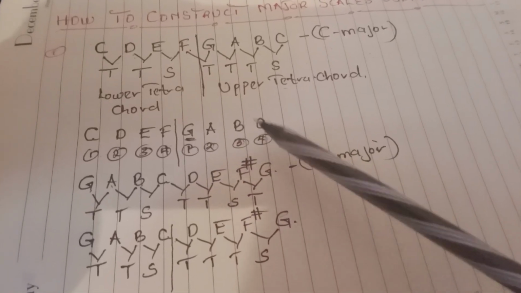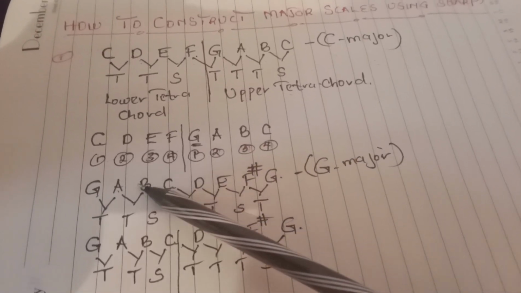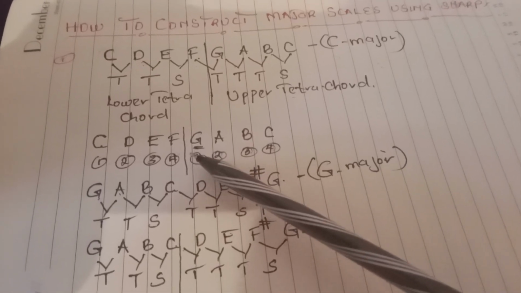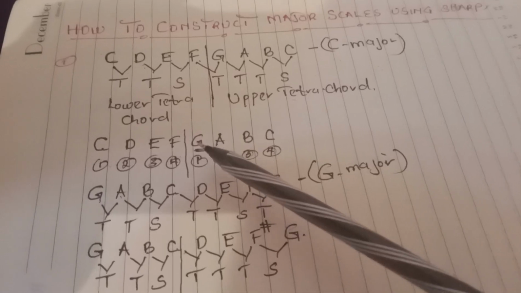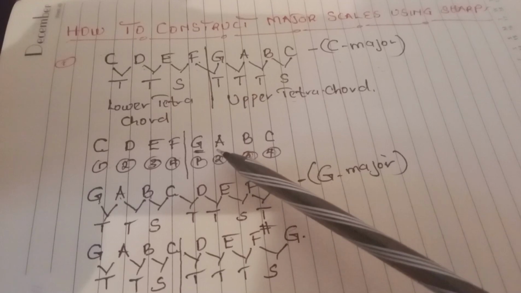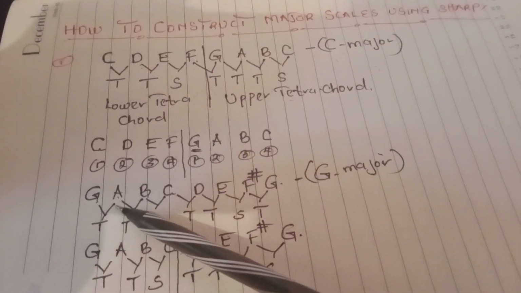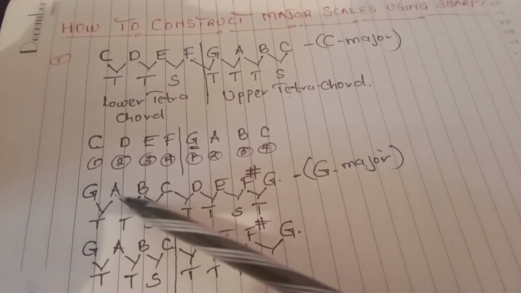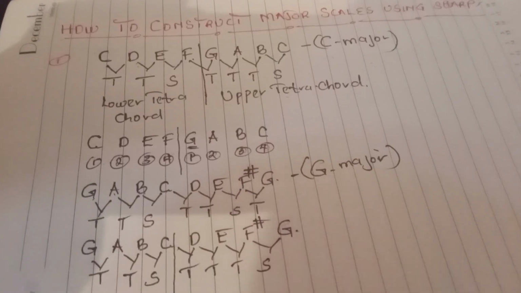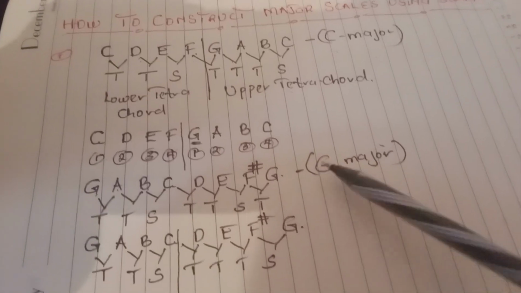It's the upper tetrachord. Now, the second rule says that for us to construct the second scale from the scale of C major, we start from the first letter name of the upper tetrachord. Our first letter name from the upper tetrachord is G. So we are going to pick letter G to start our new scale. So our new scale is here. It's G, A, B, C, D, E, F, G. So that's our new scale, and we call it the scale of G major.